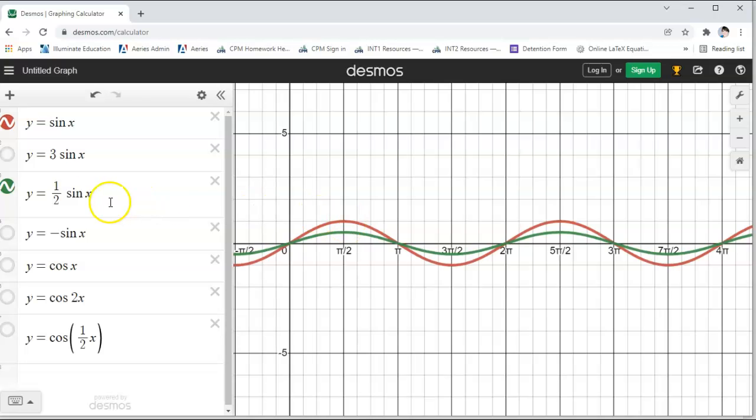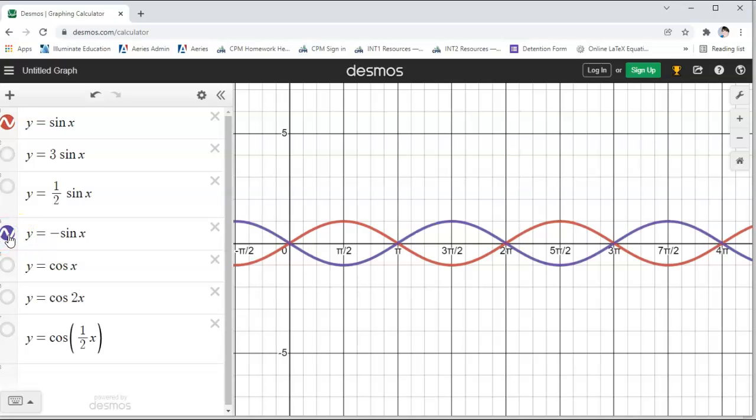And then obviously if we put a negative in front of it, it's going to flip, and putting them together, it looks like pretty DNA, right? But again, we see that at pi over 2, instead of being a positive 1, it's at a negative 1. And same thing at 3 pi over 2, instead of negative 1, it's a positive 1.